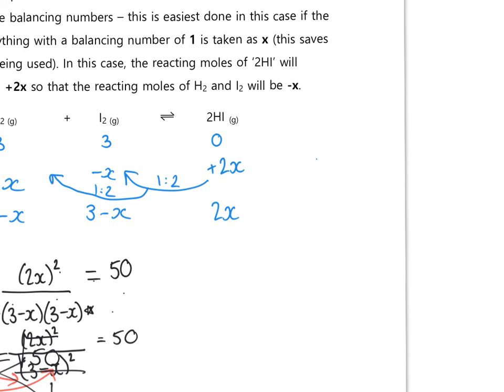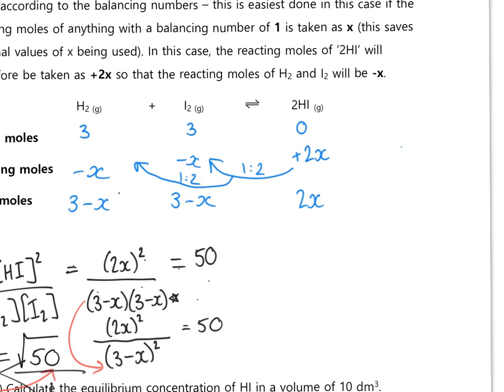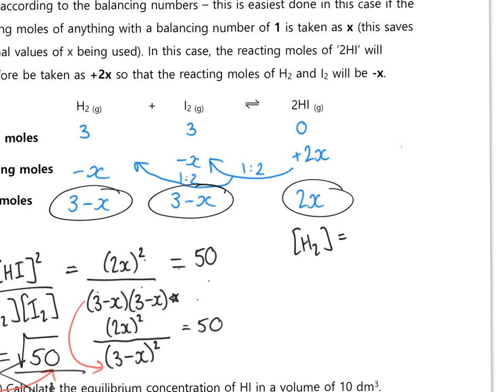Okay, so what we need to do is substitute this into our values for our equilibrium moles, these ones here. What I found out is that my concentration of hydrogen at equilibrium is 3 minus x. Are you happy enough with that? So the concentration of hydrogen at equilibrium is 3 minus x. And what I'm doing now is subbing my value of x in. So it's 3 minus 2.34, which is what we found x was. And so the concentration of hydrogen at equilibrium is 0.66.